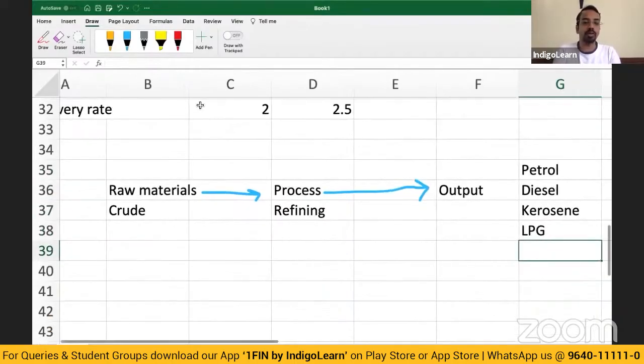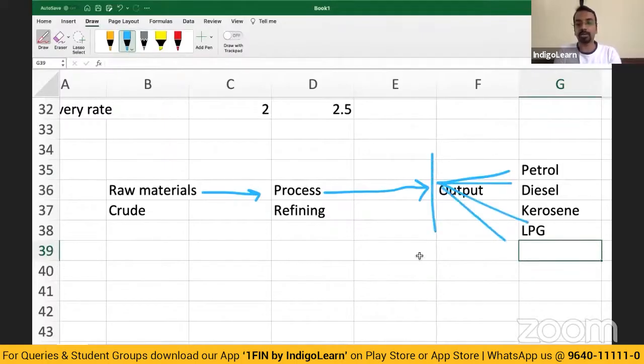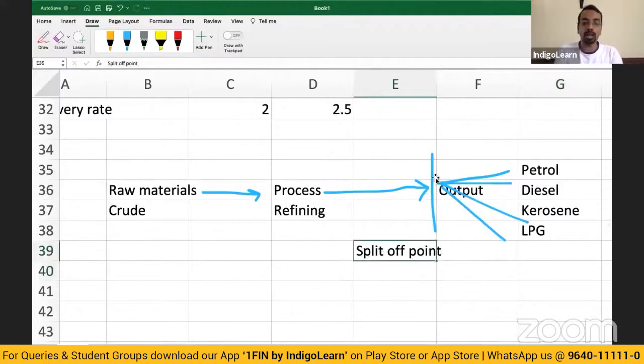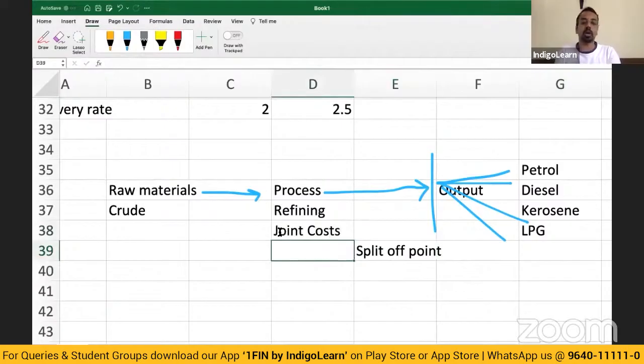And while understanding joint products, please note that the place or the point from which these are split, where you can independently identify each of these products, right? This particular point is called the split-off point. All the cost incurred up to the split-off point is called joint cost. These joint costs can be allocated on the basis of units or on the basis of estimated net realizable value at the split-off point.